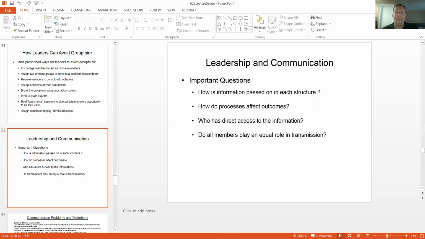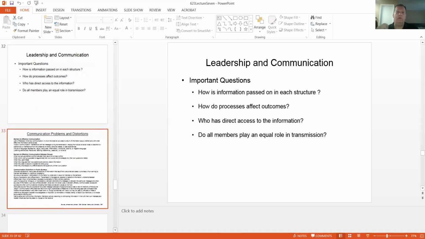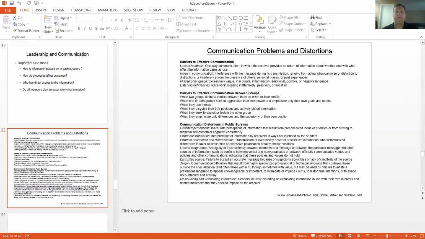They can dictate the impact of that information on outcomes. They can dictate who has access to the information, who plays a role in how that information is transmitted. So how you manage communication will have a big impact upon your effectiveness as a leader.